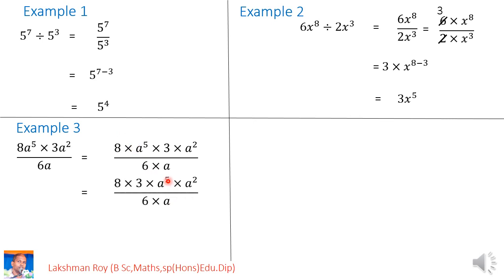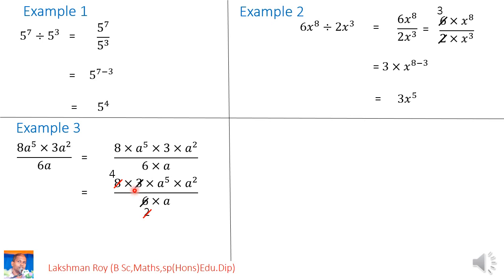In this next step I'll make it somewhat easy for you. This 8 should be multiplied by 3, right? Those are the numbers, so write those together, right? Then a to the power 5 here, a to the power 2 here, then 6 times a is the denominator. Now you can see this 3 and this 6 you can cut by 3, right? So 3 becomes 1, 6 becomes 2, right? Then this 8 and this 2 we can cut, so 2 becomes 1, and 8 becomes 4 twos, right?